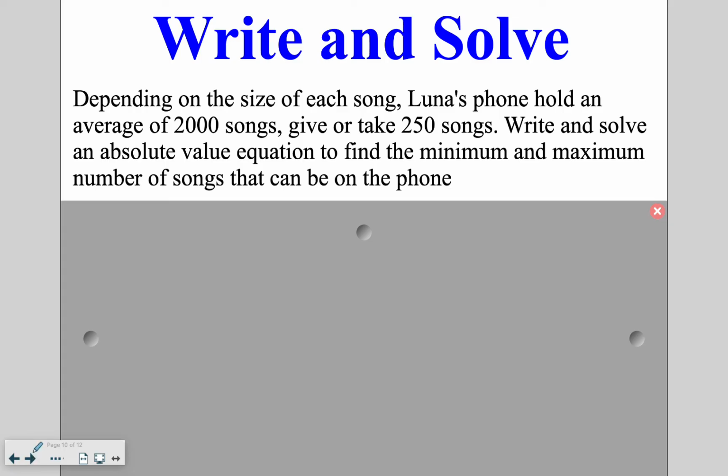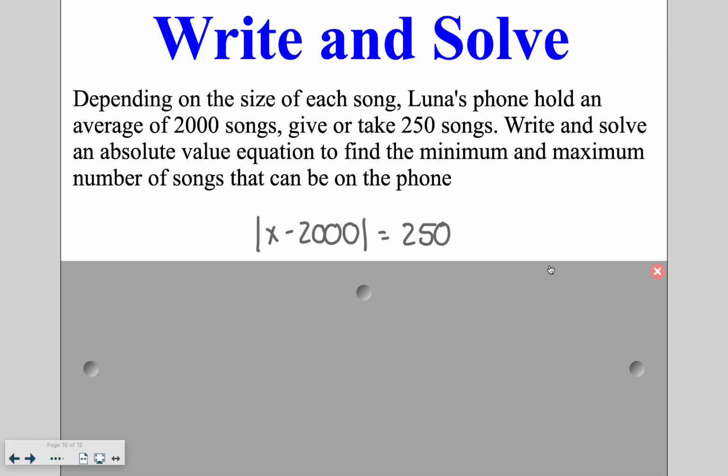Go ahead, and I want you to start by just writing the equation for this problem on your own. When you are typing it in, if you hold Shift and then the button above the return, that's going to give you those vertical absolute value bars. So go ahead and just write your equation.